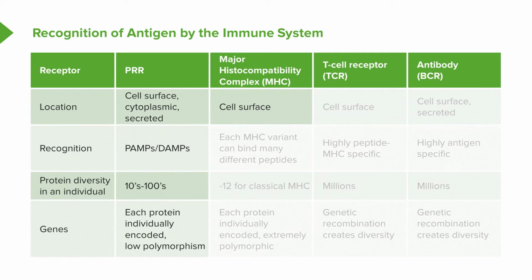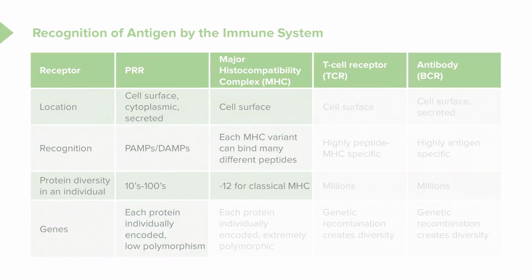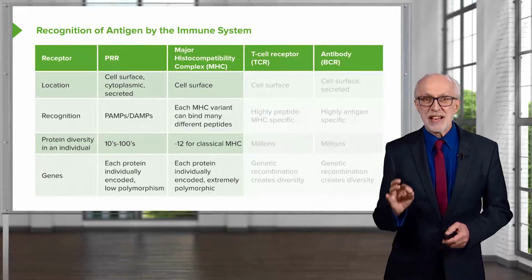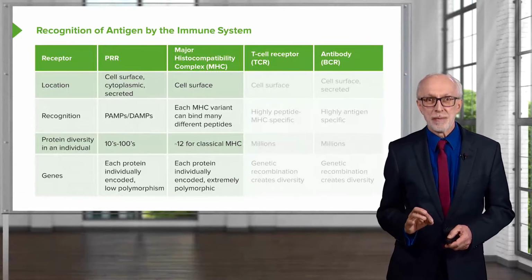These are cell surface molecules, and each different MHC variant can bind many different peptides derived by processing of protein antigens. And in each individual, there are around about 12 different MHC molecules with respect to what we call the classical MHC molecules, the main MHC molecules. We each have about 12 of these. Each protein is individually encoded.